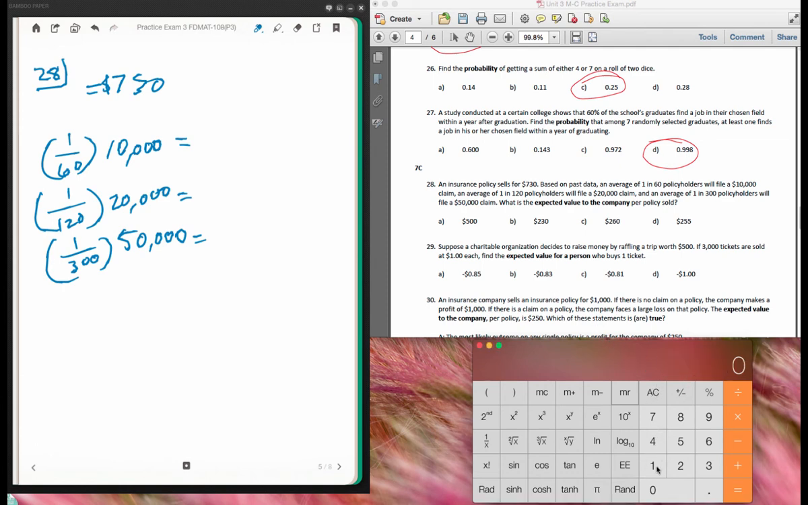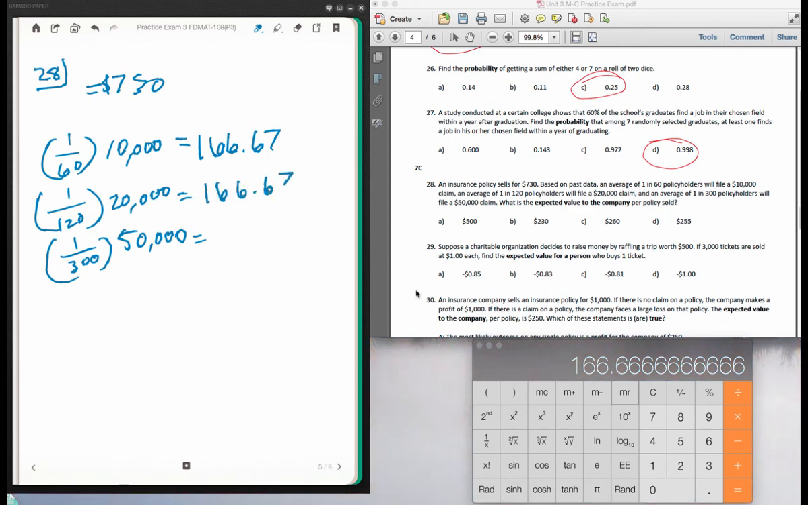So we first have 1 divided by 60, multiply that by 10,000. So about $166.67. And then we'll do the same thing, 1 divided by 120, multiply that by 20,000. And we're going to lose roughly about 166 for all of those policies filed. And we'll do the last one, 1 divided by 300, multiply that by 50,000, and we lose about 166. So each of those we're losing about that much.